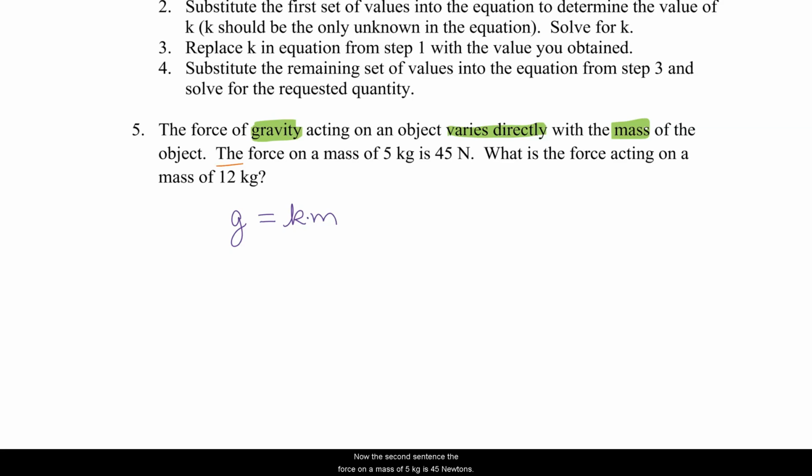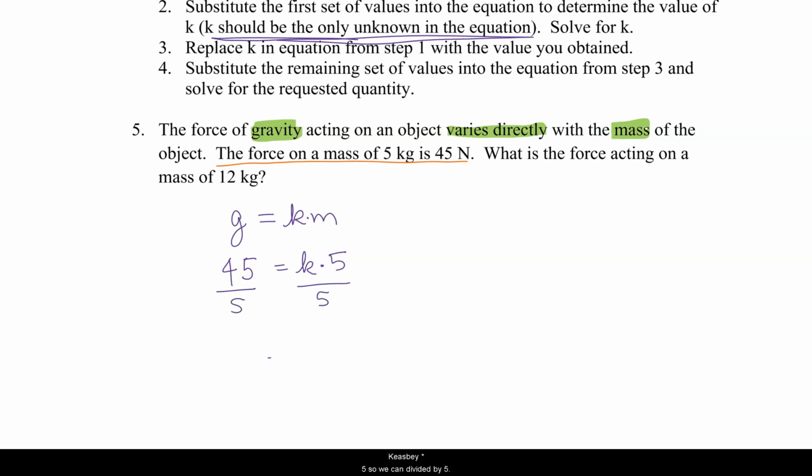Now the second sentence: the force on a mass of 5 kilograms is 45 newtons. We can take that information and plug it into our equation right now. Force of gravity, force is 45 newtons. Mass is 5 kilograms. And so we can set up that relationship: 45 equals k times 5. And notice, k should be the only unknown in the equation. That was in our step-by-step above, and sure enough, we have that here. So we can solve for k.